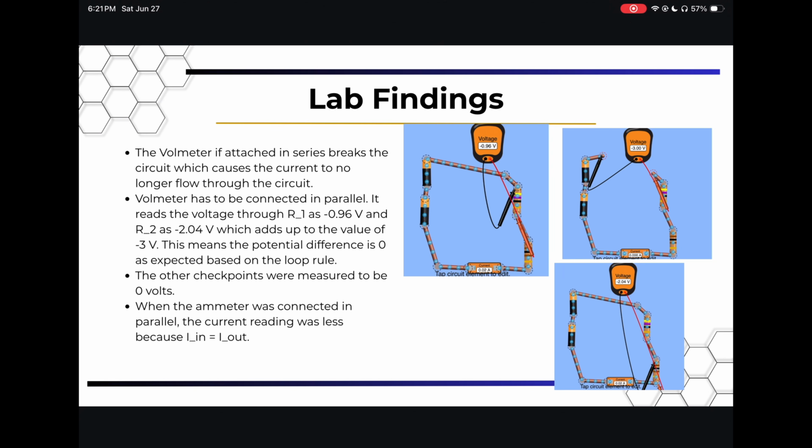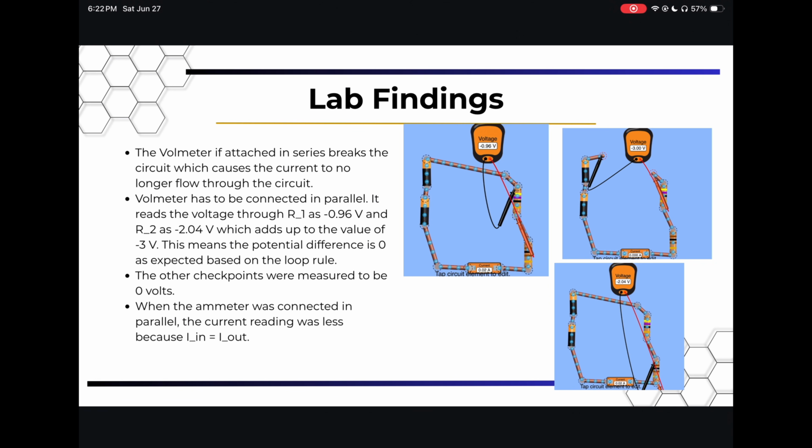And then the second part was connecting the voltmeter to figure out the change in voltage depending on the resistor. If the voltmeter is attached in series, the circuit breaks and there is no current flowing through, so the voltmeter has to be attached in parallel. And this read the voltage through resistor 1 as negative 0.96 volts, and then R2 is negative 2.04 volts, which adds up to negative 3, and then the potential difference is 0, which is as expected based on the loop rule.